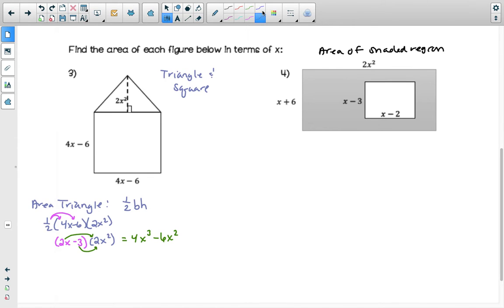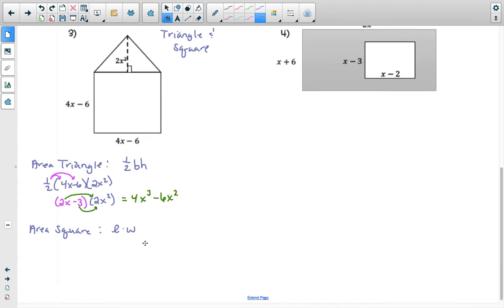Now we need to find the area of the square. Area of the square can be base times height, length times width, or side squared. I'll just use length times width. So the length in this case is 4x minus 6. And the width is also 4x minus 6. So when we distribute, since we don't have anything in the front, we take this first set of parentheses and multiply to everything in the second set. So I'll take my 4x and multiply it to everything in here.